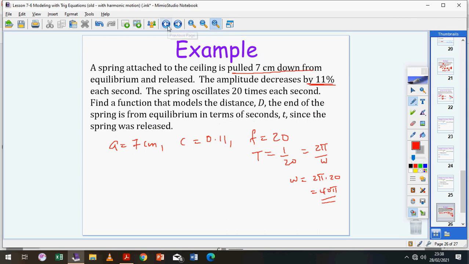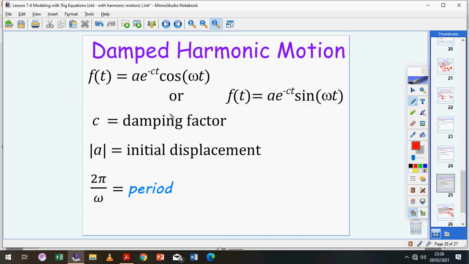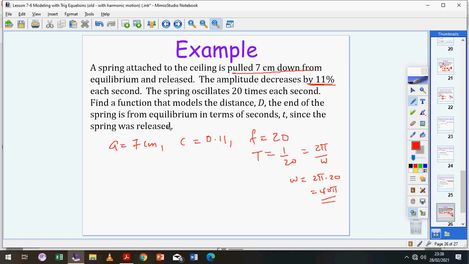So I'm just going to use any of these two ways. In terms of the distance d, the end of the spring is from equilibrium. It's pulled 7 down from equilibrium. Alright, so that has to be a negative cosine function, because if this is equilibrium, it's pulled down from equilibrium and then released, and that's when it starts to do its motion.